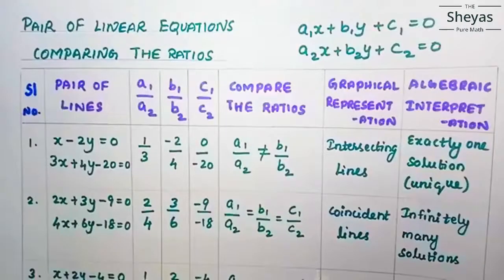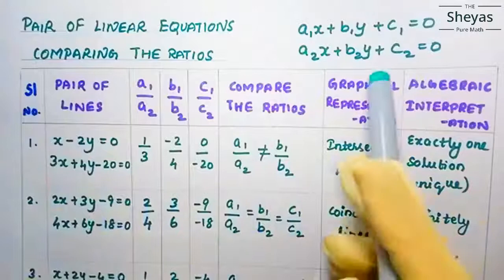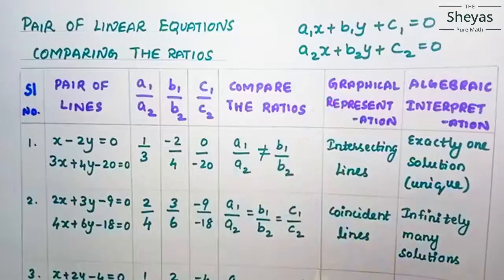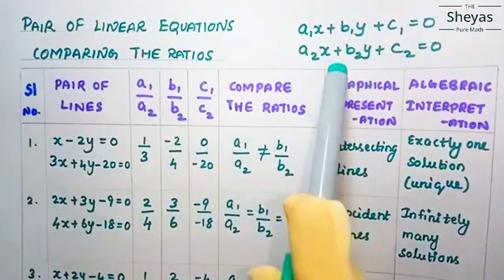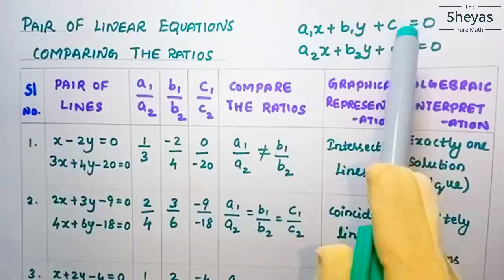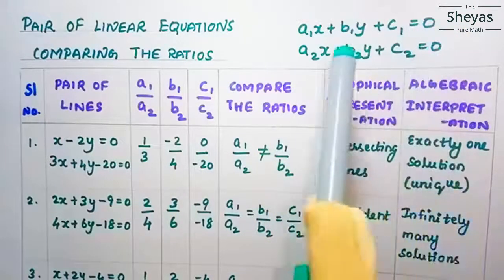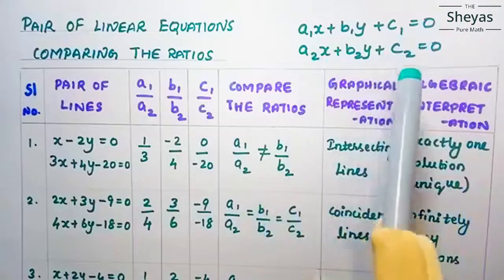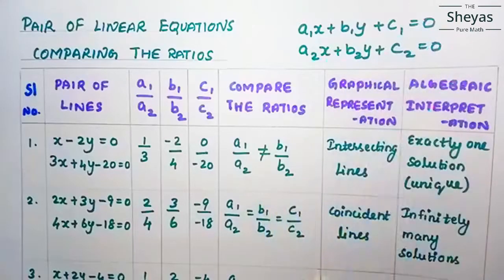Hi friends, in this video we are going to discuss the pair of linear equations, and we are going to compare their ratios. Okay. So what are the linear equations? a1x plus b1y plus c1 is equal to 0 and a2x plus b2y plus c2 is equal to 0. So this is the general form of a linear equation involving two variables.